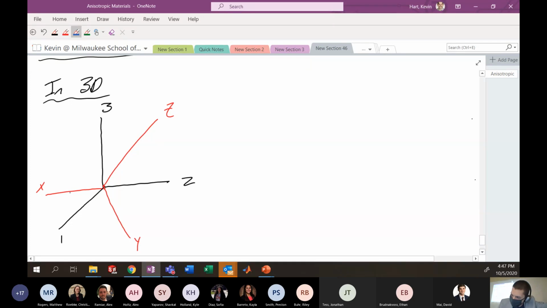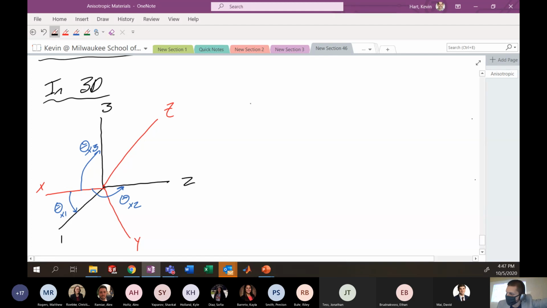We can define some angles here. Let's define this angle here as theta x1. It's the angle that exists between the x-axis and the 1-axis. Similar idea here, it's theta x2, the angle between the x-axis and the 2-axis. Here is theta x3, which exists between the x-axis and the 3-axis. You could also do this for y1, y2, y3, z1, z2, z3.